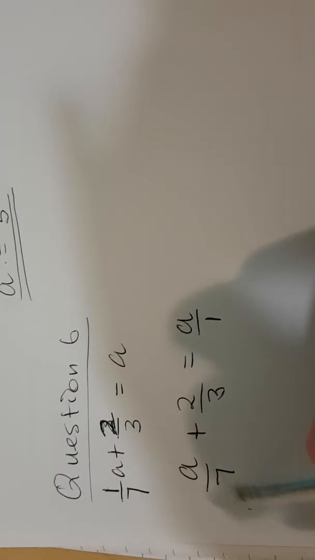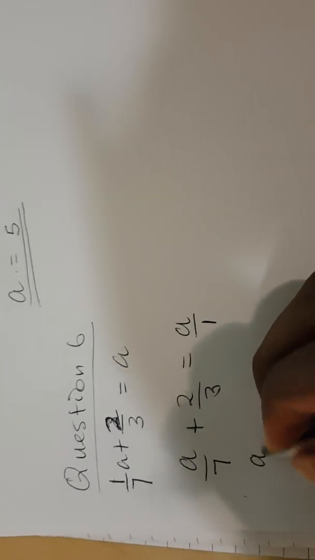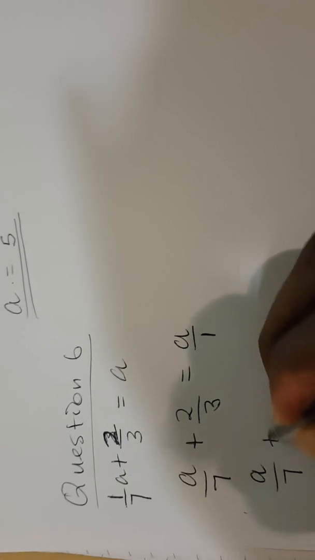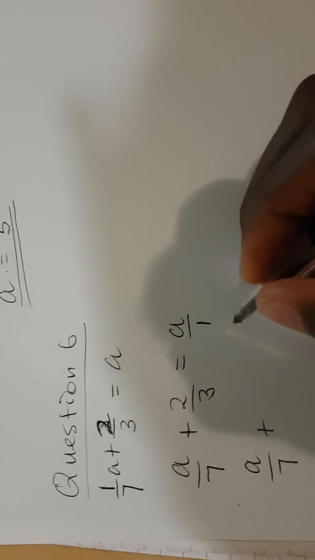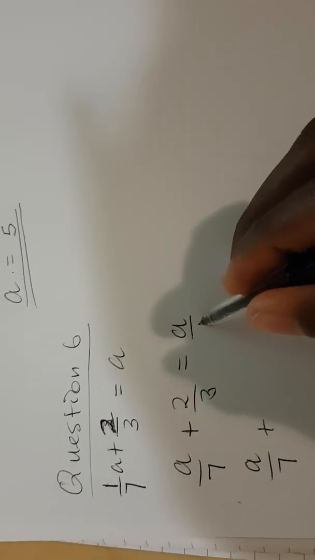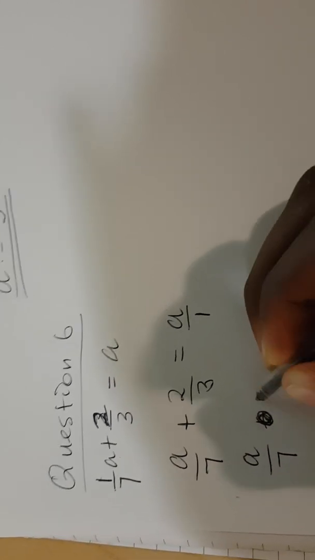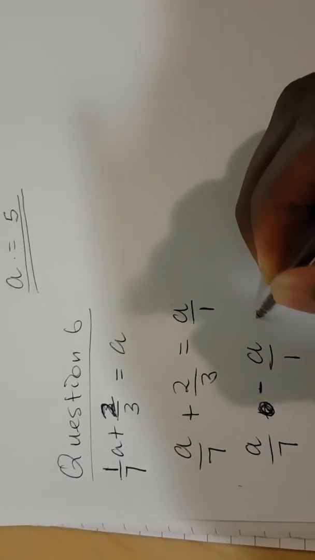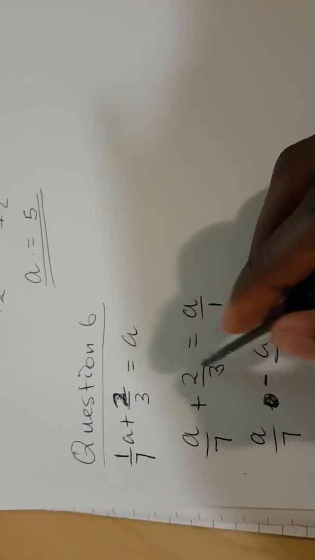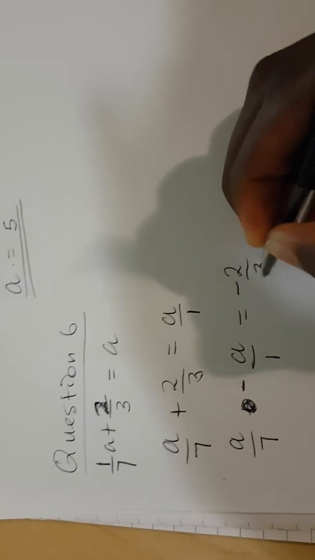Okay, so now here's the thing. First thing first, let's group the like terms. So wherever there is a, it means those variables are like terms. So we're gonna say we have a over 7 plus, oh my god, it's not gonna be plus. So if I take a over 1 to come this side, it's gonna be minus. I'm so sorry. So it's gonna be minus a over 1 is equals to, so here we have positive 2 over 3. So when it comes this side, it's gonna be negative 2 over 3.